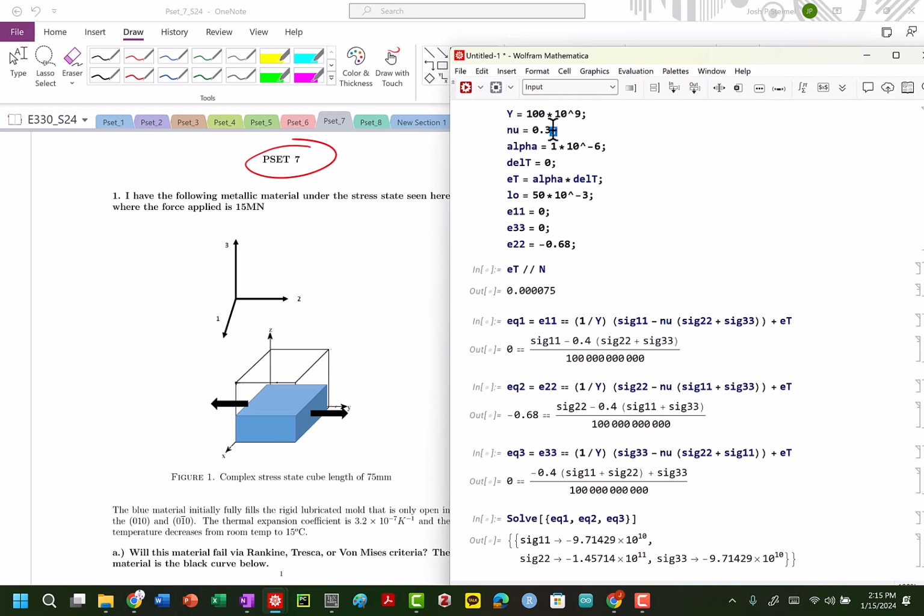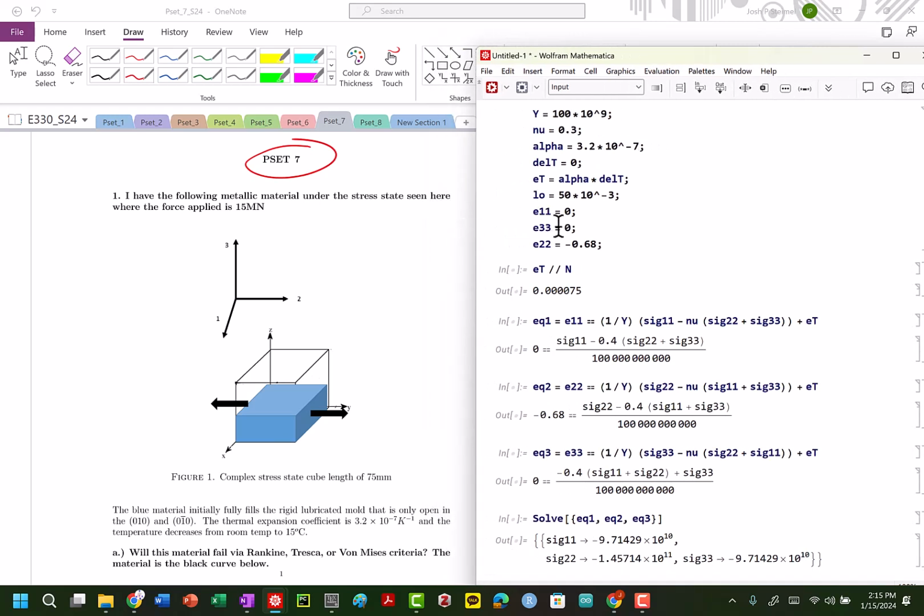So 100 gigapascals, nu 0.3 for metallic material. We do have a thermal expansion coefficient. It is 3.2 times 10 to the minus 7. And we say that room temperature decreases from room temp. So the delta T is the final, so it's 15 minus 25. So the material is expanding, but we're pulling out. The L naught is 75 times 10 to the minus 3.